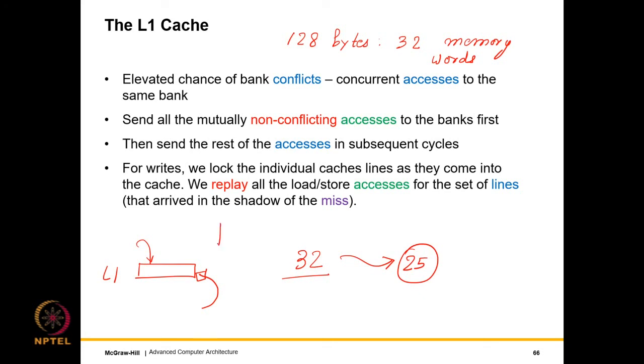In the time being, a lot of reads and writes would have arrived at the L1 cache. So they're buffered in a temporary structure. That will be called an MSHR in the next chapter. But in this chapter, let's call it a temporary structure. So the temporary structure will hold on to all of the outstanding reads and writes. And the moment that the block comes from the lower level, we'll basically replay all the load store accesses for the set of all the lines that arrived in the shadow of the miss, which means when the miss was being serviced from the lower level, whatever reads and writes we got, we immediately apply them to this block over here.